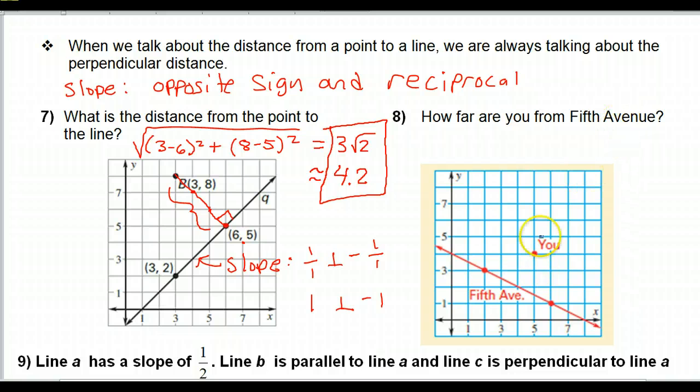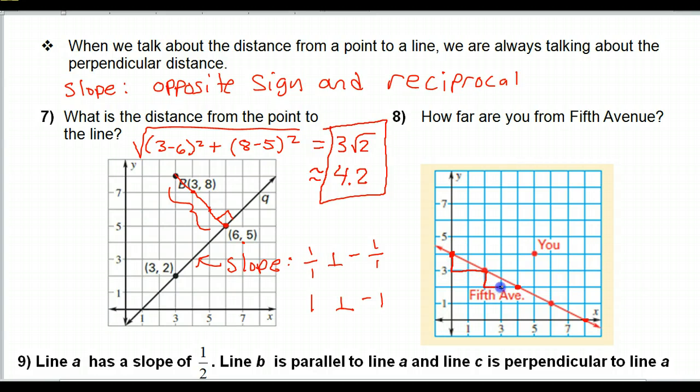How far are you from Fifth Avenue? Well, here's you, here's Fifth Avenue. You are a point, Fifth Avenue is a line. So the distance to Fifth Avenue has to be a perpendicular distance. So once again, let us talk about rise over run, which for me is the easiest way to find the slope. So here are some additional points that hit right on the grid lines. I always like to do rise first and then run, because that's the order we put the fraction, rise over run. So from point to point, the rise over run is down 1, right 2.